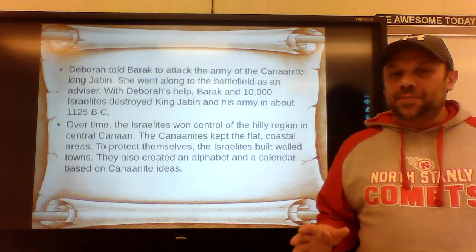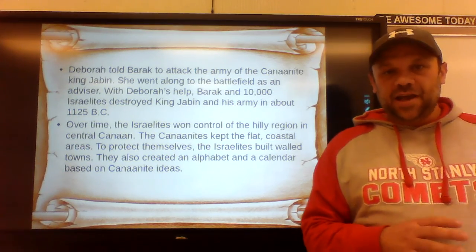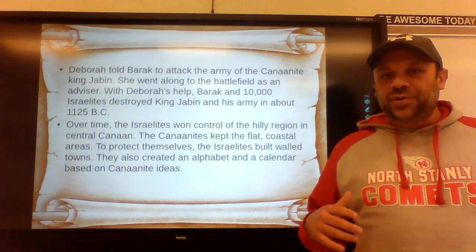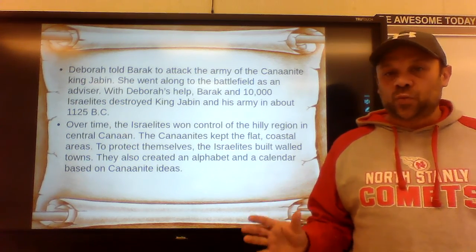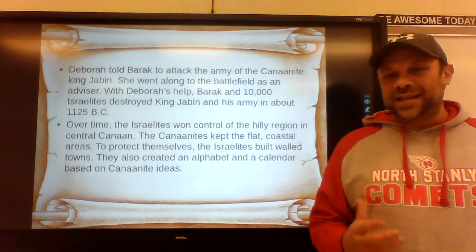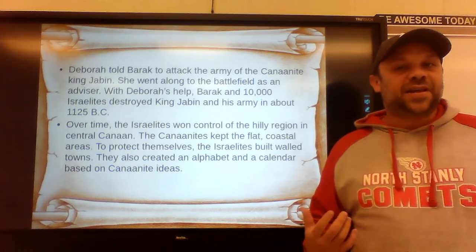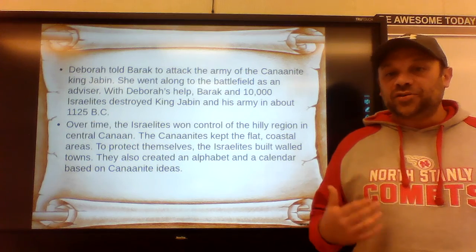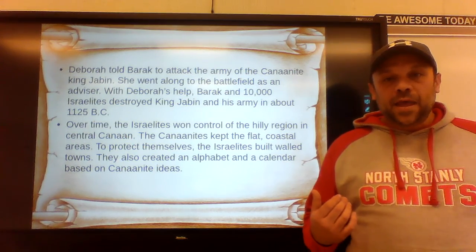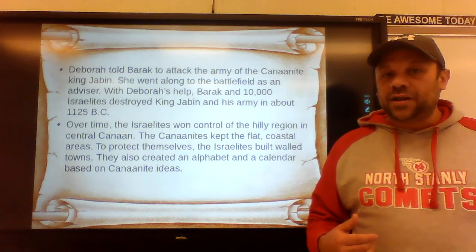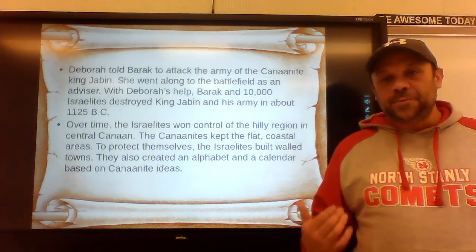The Canaanites kept the flat coastal areas. So to protect themselves, the Israelites built walled towns. Okay, we've seen this with other civilizations as well. You build a wall to protect your city and protect from outside invasions. Okay, they also created their own alphabet, which we saw a little bit earlier with the Hebrew writing. They developed a calendar based on Canaanite ideas so they could keep track of time.